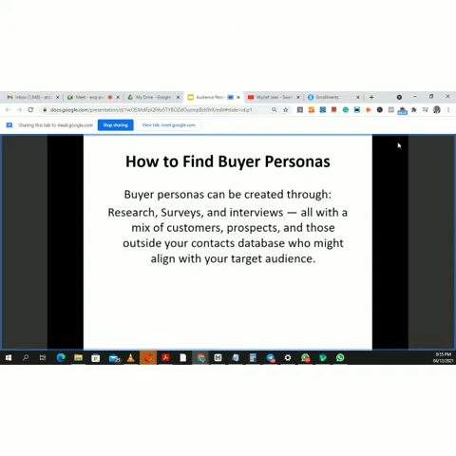So, how to find buyer personas? Buyer personas can be created through research, reviews, and interviews, all with a mix of customers, prospects, and outside your contact database that might align with your target audience. What I tend to do, especially for a business that has been in function, that is working, that is live, is to do a mix of these things. You carry out surveys, you ask your customers directly, or it might be through Google Sheets, it might be through an interview, and you jot it down: why did you buy what you bought? Who are you? What do you do? Where do you work?